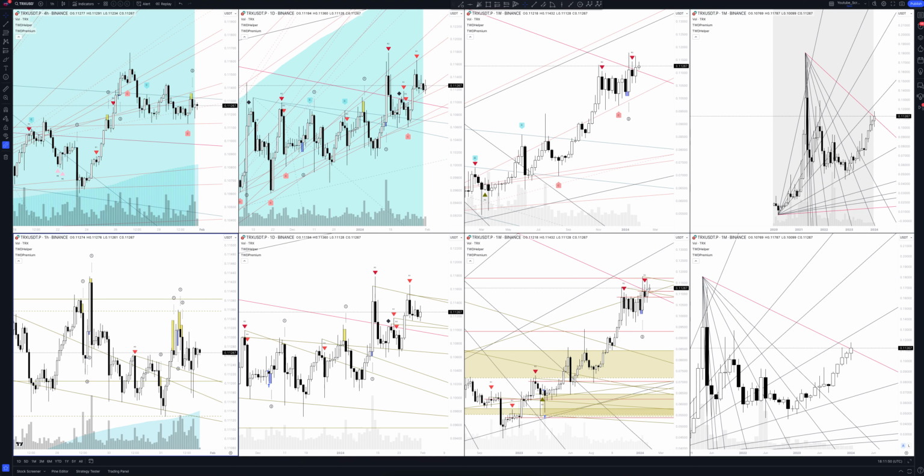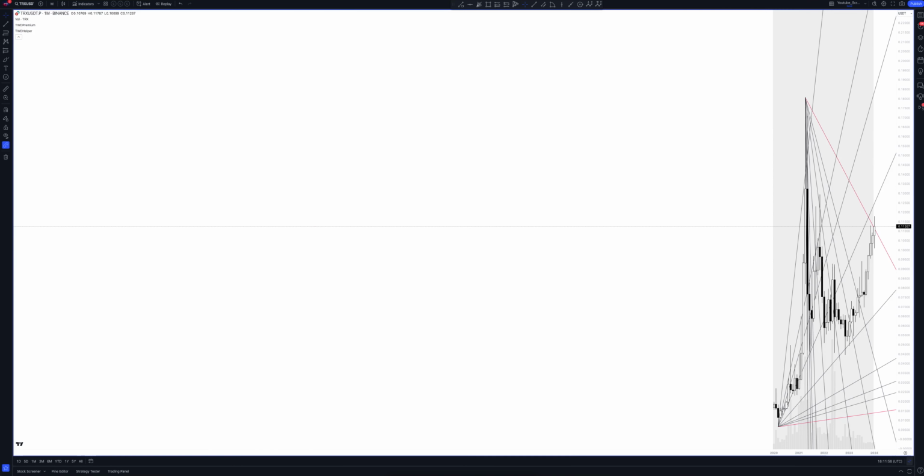Today we will take a look at TRON cryptocurrency. Let's analyze the market situation and find out how you can make money on it. Let's start. We always start our analysis from the global market.